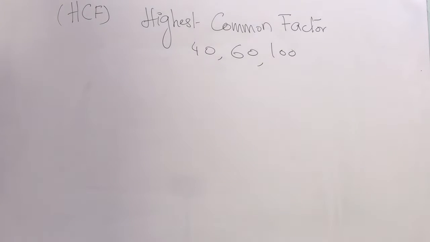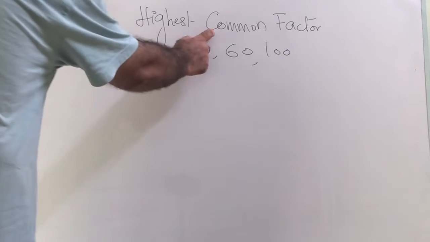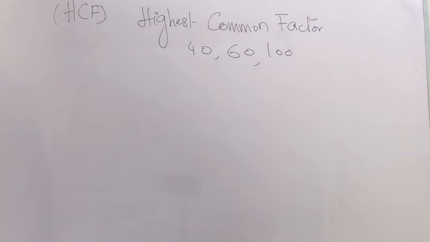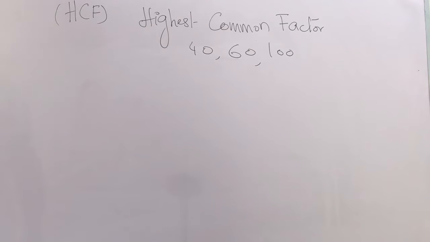Bismillahirrahmanirrahim. Now we'll be moving towards page number 16. We are in chapter number 1. This is math for grade 7, primary, new syllabus, primary mathematics. You will be starting highest common factor, HCF. The example is given: find the HCF of 40, 60 and 100.